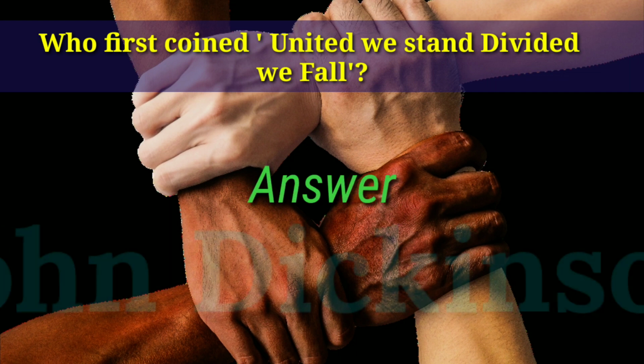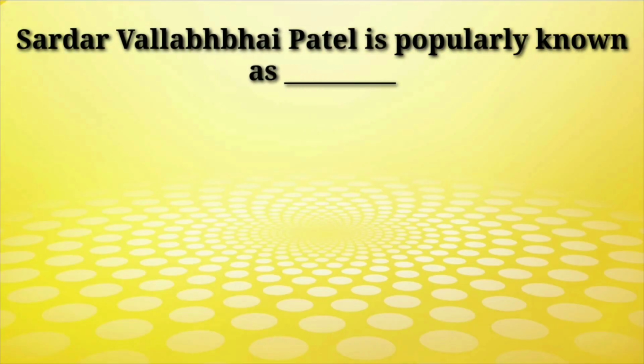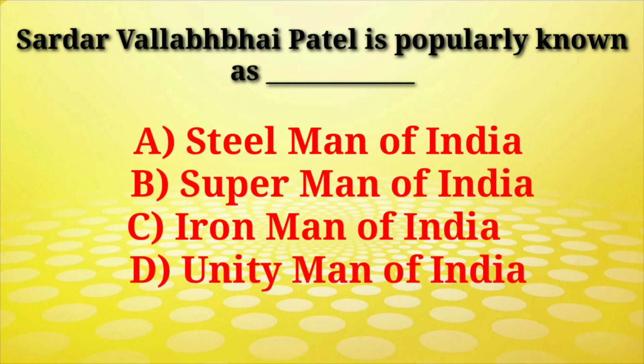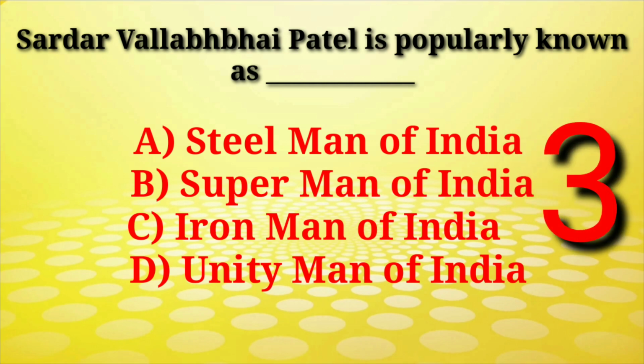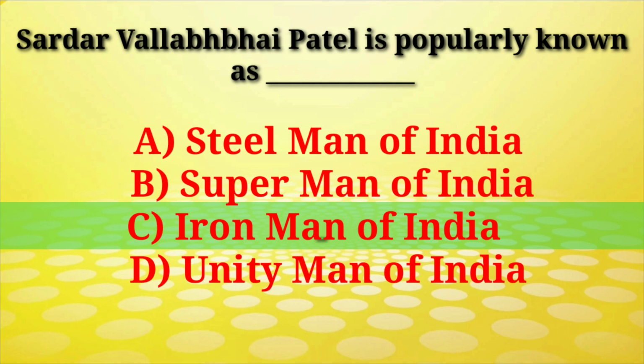It is John Dickinson. Sardar Vallabhbhai Patel is popularly known as dash. Steel Man of India, Superman of India, Iron Man of India or Unity Man of India. So correct option is C, Iron Man of India.